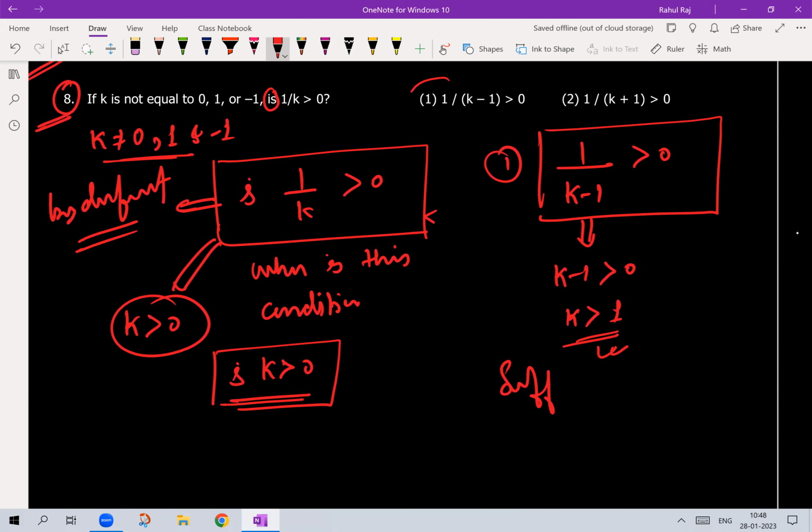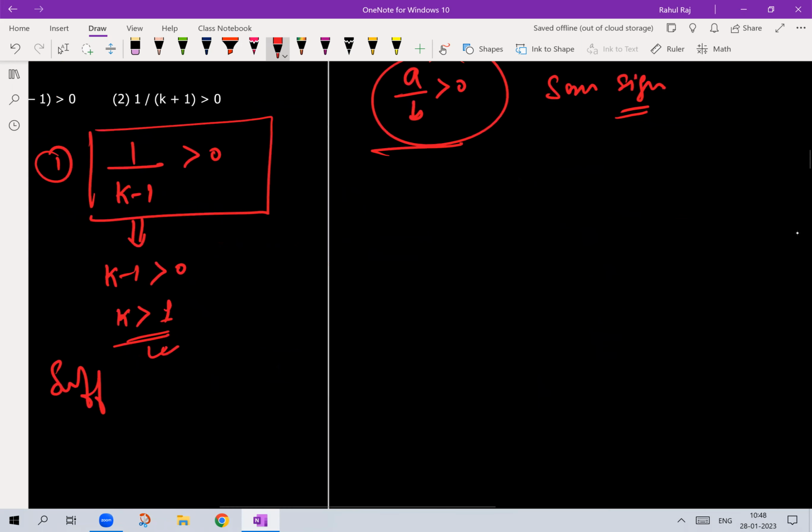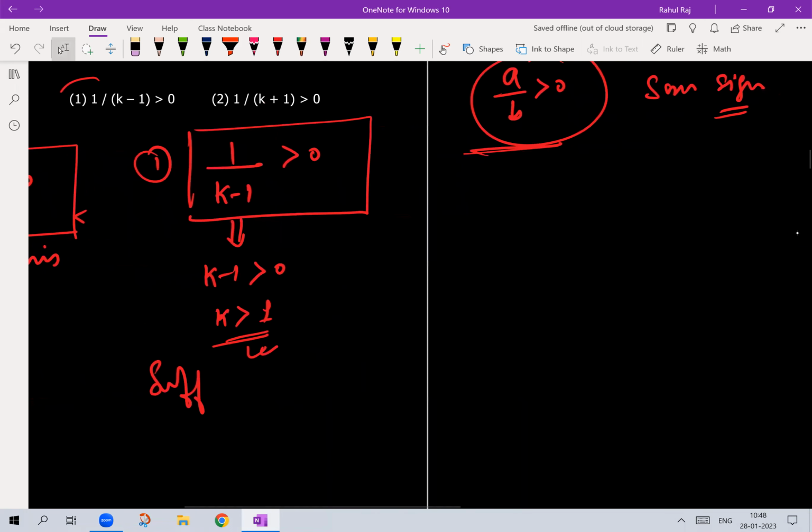Rahul, for 1 by k to be greater than 0, can k also be equal to a fraction? Anything, doesn't matter at all. It should be just positive. For a fraction a by b greater than 0, what does it mean? That the signs of a and b should be the same, Shrisha. Positive, yeah. Sign could be in terms of a fraction or in terms of an integer, doesn't matter to us at all. Okay. Agreed?